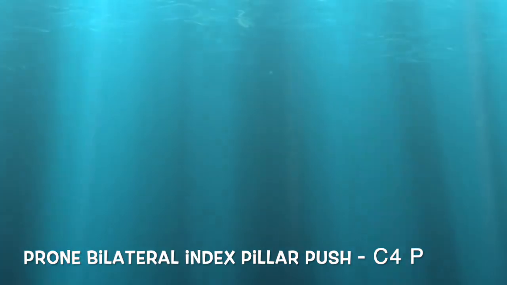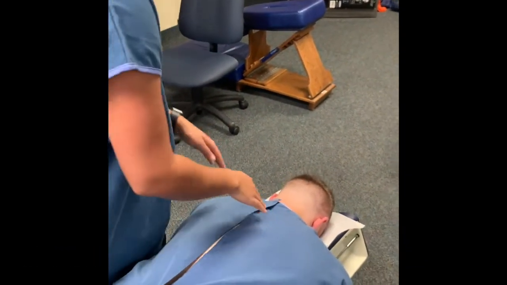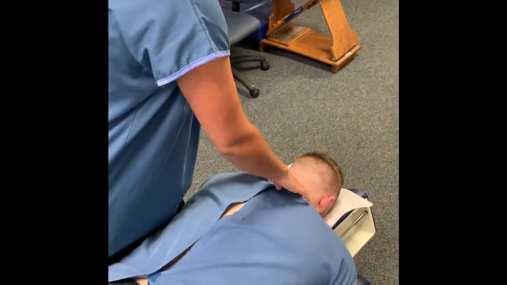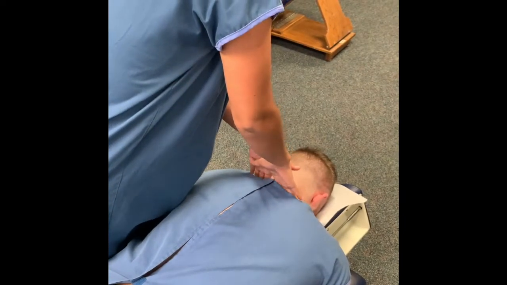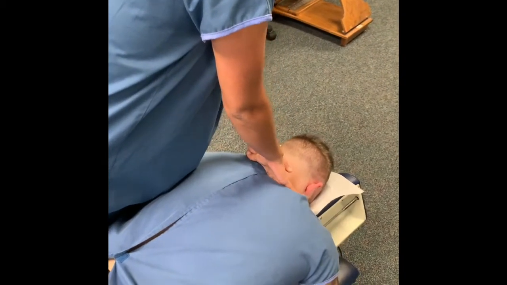Prone bilateral index pillar push, C4 posterior. So for posterior, both my hands are actually the contact hand. So the contact points are the lateral aspects of my index fingers on the right and left hand. And then I don't have a stabilization point since they're both doing the same thing.